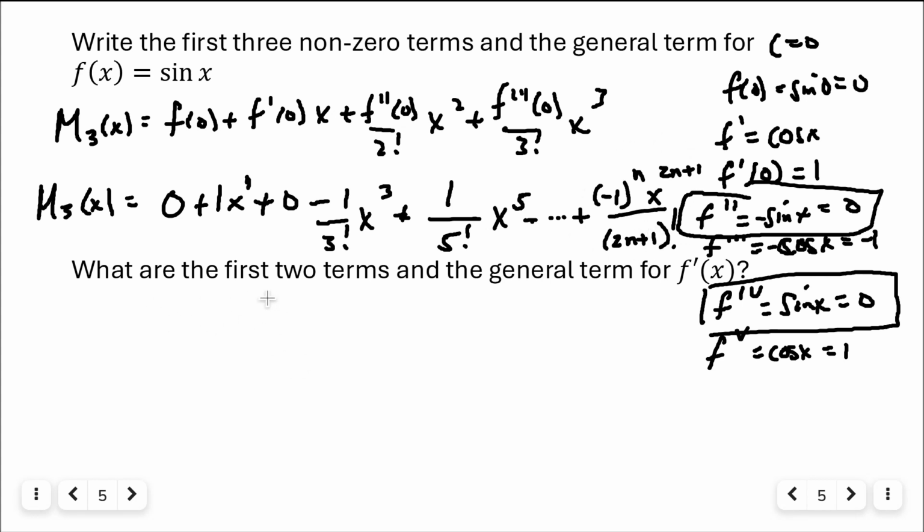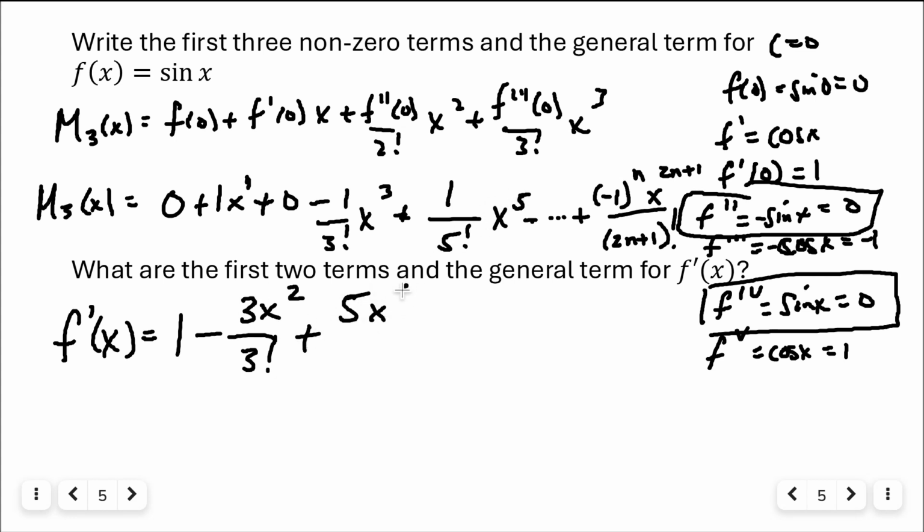All right, now, what's the first three terms in the general term for f prime of x? Well, what's the derivative of this? So f prime of x, well, the derivative of x is 1. The derivative of negative x cubed over 3 factorial is negative 3x squared over 3 factorial, which we can clean up in a minute. The derivative of x to the fifth over 5 factorial is 5x to the fourth over 5 factorial.